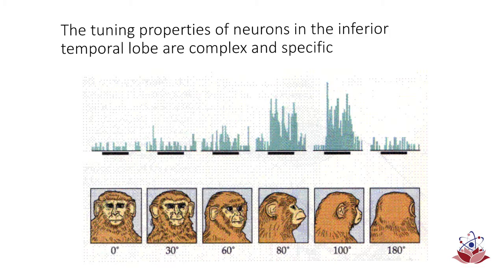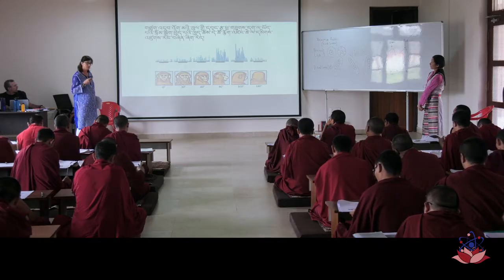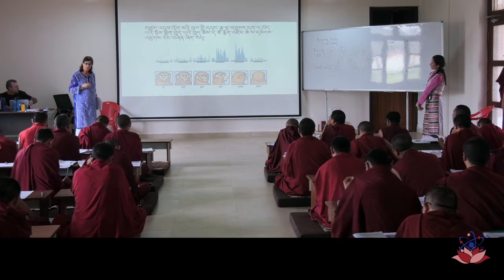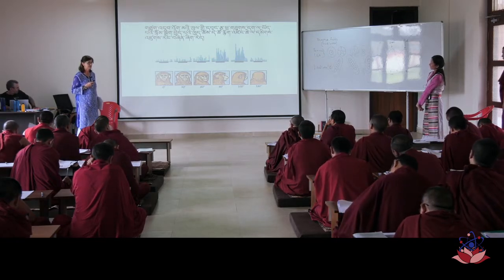So, for example, this is a kind of experiment that's been done using electrophysiology to understand neurons in the temporal lobe that process information about faces.